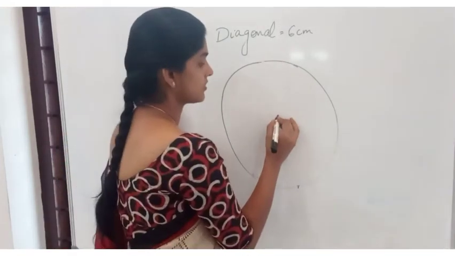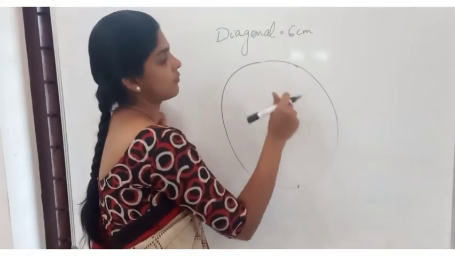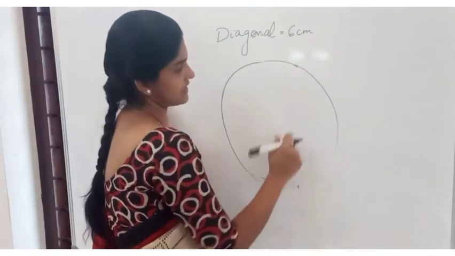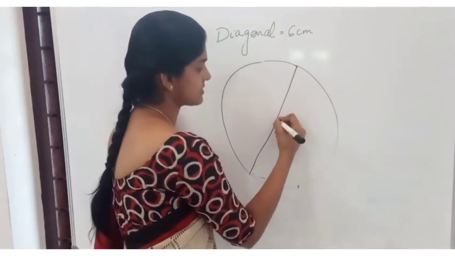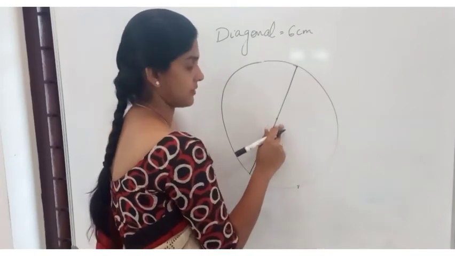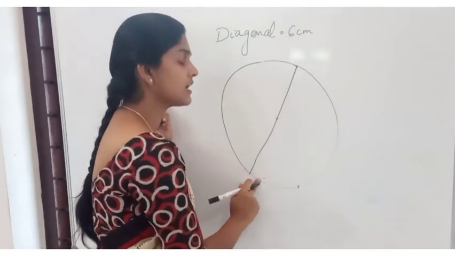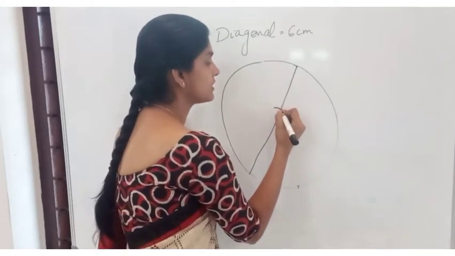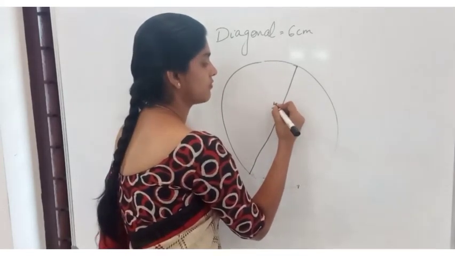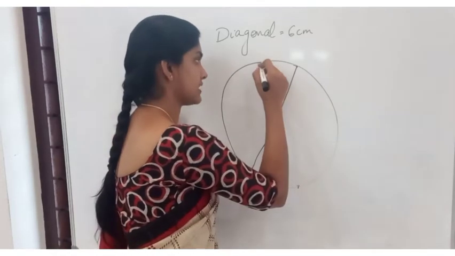So this is a circle of diameter 6 centimeter. This was the center of the circle. Diameter is 6 centimeter. Now we shall take 40 degrees measure between the diagonals.